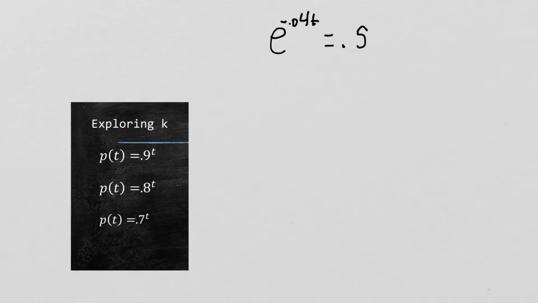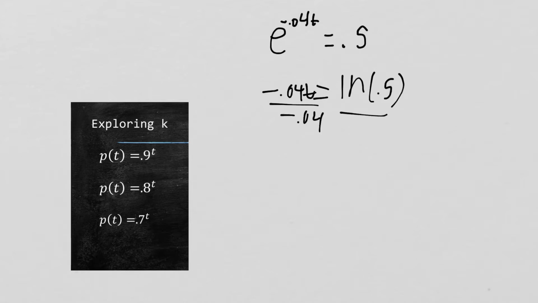And we talked about how you can use just the inverse of the exponential with the base of e, which is the natural log. So we did natural log 0.5 equals negative 0.04t, and then we could divide by negative 0.04 on both sides. And we basically said that we could always do natural log of 0.5 divided by the k value to give us our half-life, right? So the question is, what if we have functions with non-e bases like 0.9, 0.8, and 0.7?